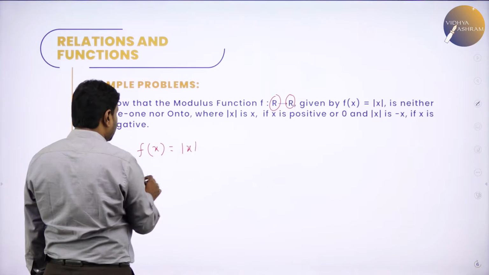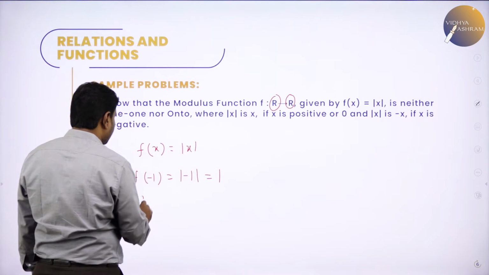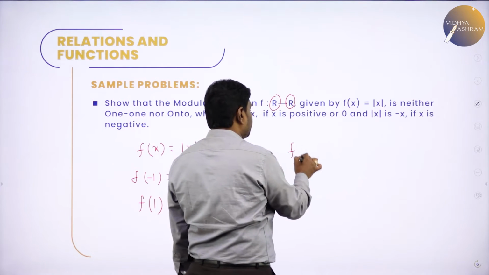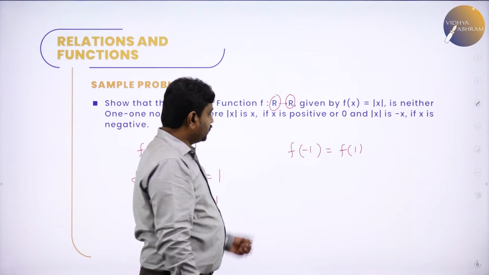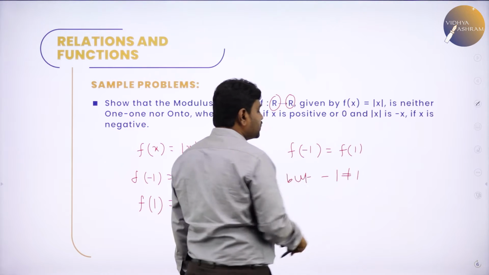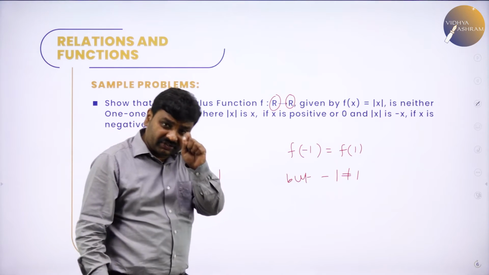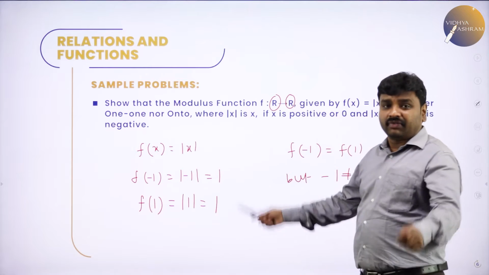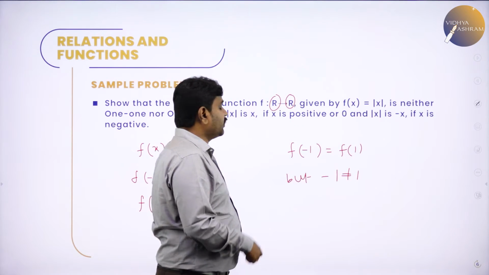Now what will I do? I will take f of minus 1. What is mod of minus 1? Mod of minus 1 is 1. Then I will find f of 1. What is f of 1? Mod 1, which is also 1. Here f of minus 1 is equal to f of 1, but 1 and minus 1 are not the same. For two different elements you should not get the same image. If two elements get the same image, then it is not one-one. Here for minus 1 I am getting the same image as for 1, therefore it is not one-one.